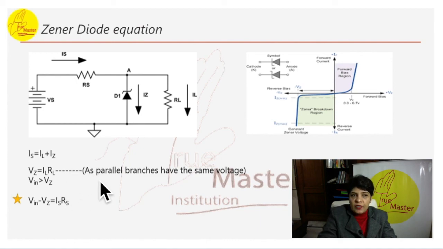Looking into the Zener diode equation, Vin stands for input voltage. VZ is the breakdown voltage. So VZ value is, say, IL into RL, as parallel branches have the same voltage. Now parallel branches have the same voltage, so VZ equals IL into RL. If Vin is more than VZ, the dropping resistance RS will pass the voltage as IS RS. Okay, I hope this was helpful to you.